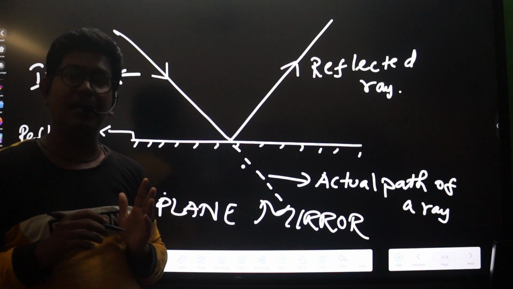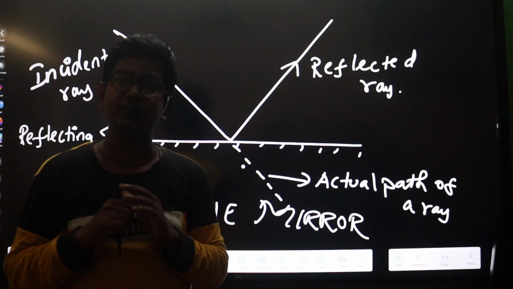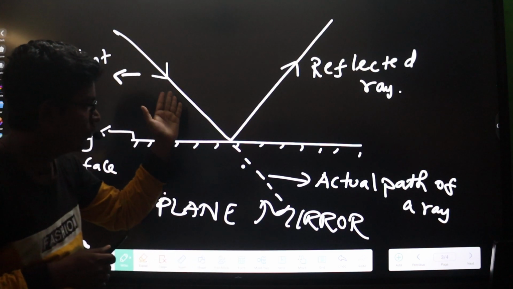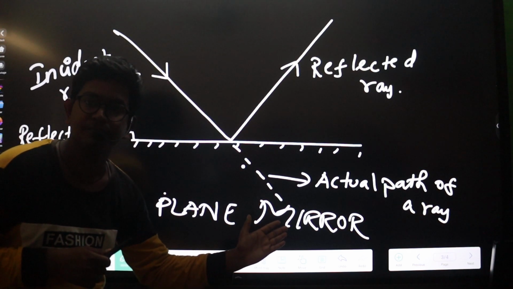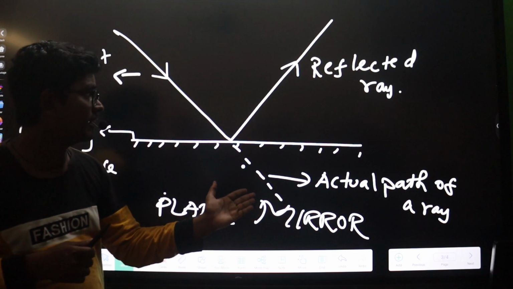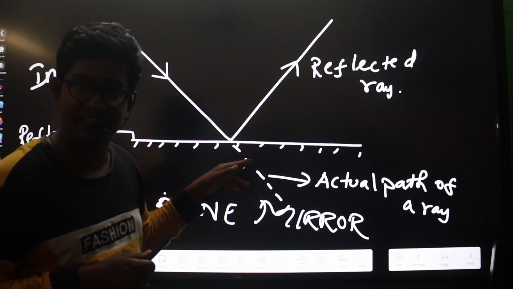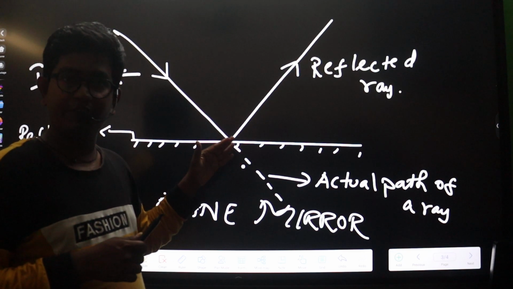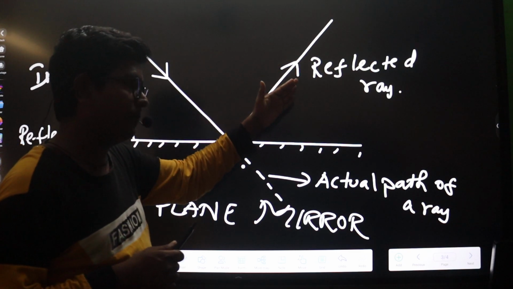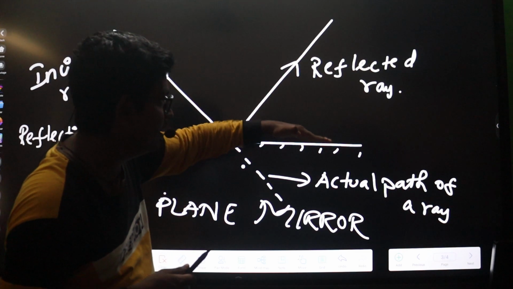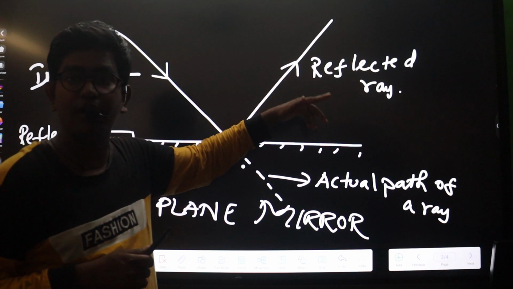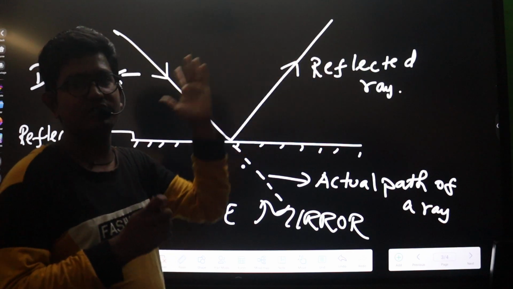Without reflection phenomena, the ray is not going to change its path. The ray is going to follow the same path. It's a straight line path, right? But due to the plane mirror, as it is having the reflecting surface, you can see the reflection phenomena, it is changing its path. So the ray which is moving away from the reflecting surface after the reflection phenomena is known as the reflected ray.